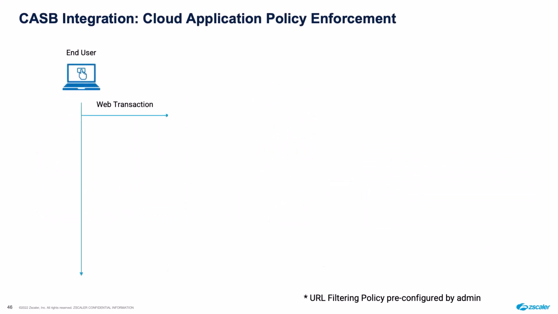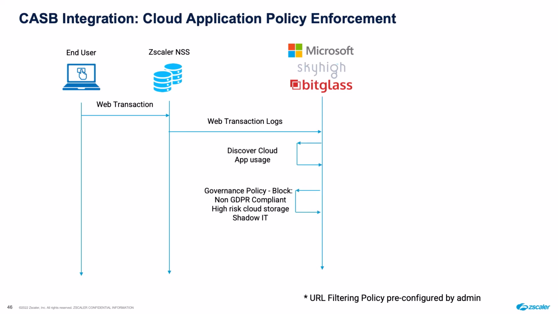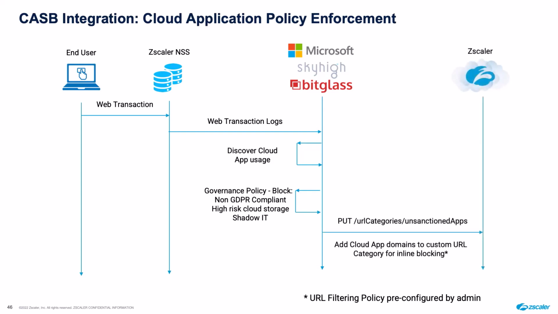CASB integration, again, users are making transactions. Those logs end up in Zscaler and are streamed through Nanolog Streaming Service across into Microsoft, Skyhigh, and Bitglass. They'll analyze and discover those cloud app usages, make decisions on the policy, and then maybe push changes across to Zscaler based on those decisions that they've made.